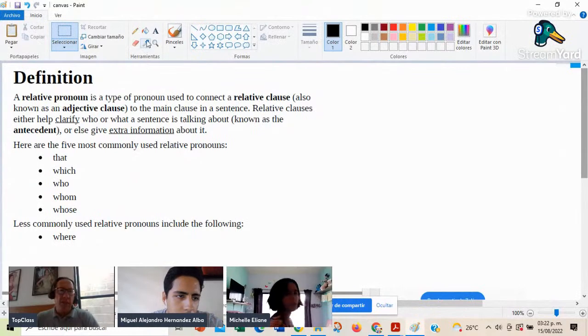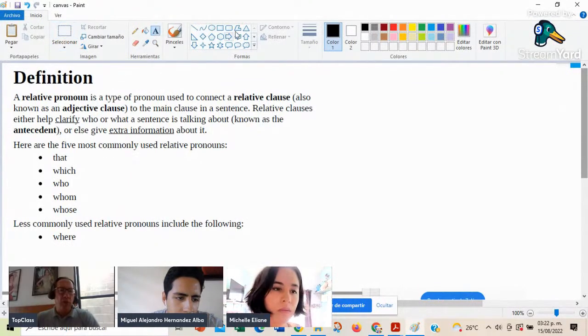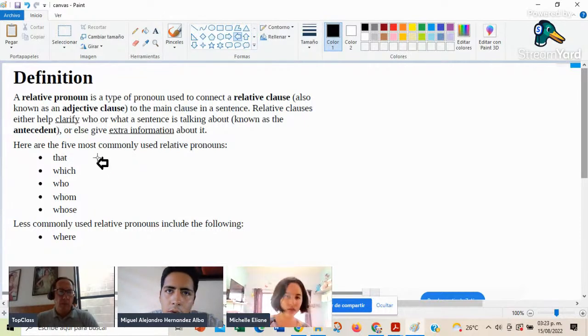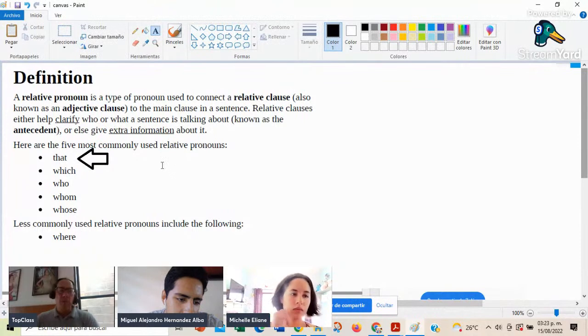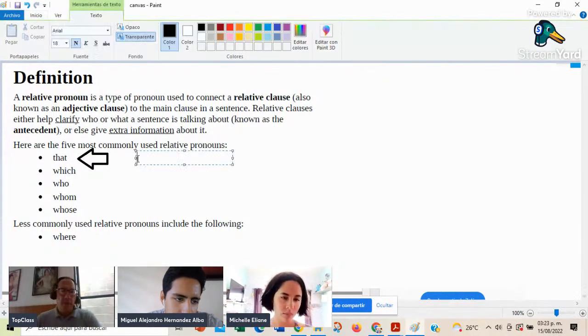Can you give us an example? In what case do you use that? When do you use which? When do you use who, whom, and whose, Mickey? When do you use that? When you use that, you can use that with objects and people, right. Can you give an example, please?